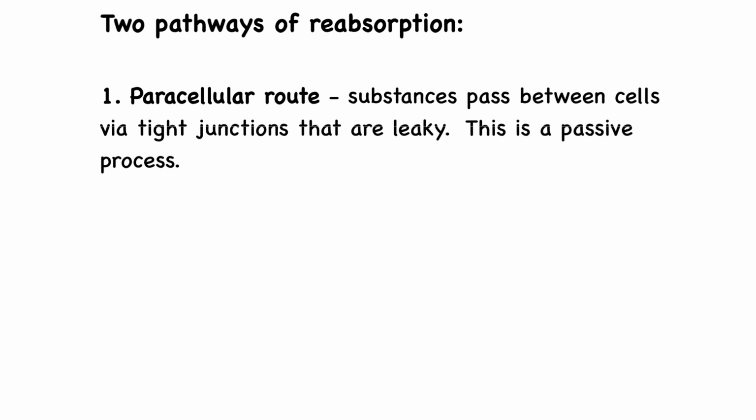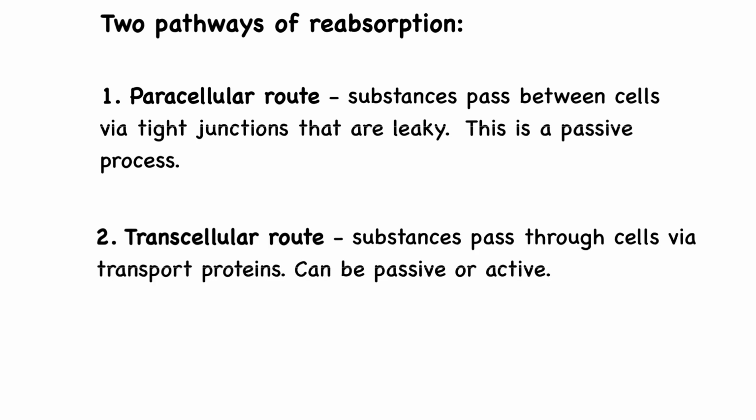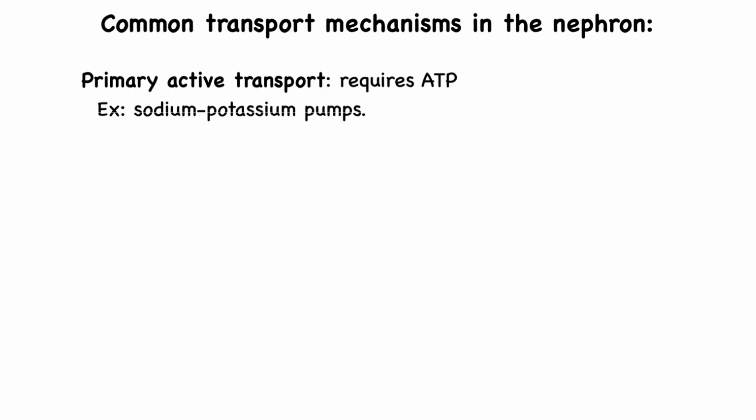And then there's the transcellular route, and this is where the substances pass through the cells via transport proteins. This process can be passive or active. There are also some common transport mechanisms that we're going to see throughout the nephron. The first is primary active transport. This process requires energy in the form of ATP, and an example of this that we'll see are sodium-potassium pumps.